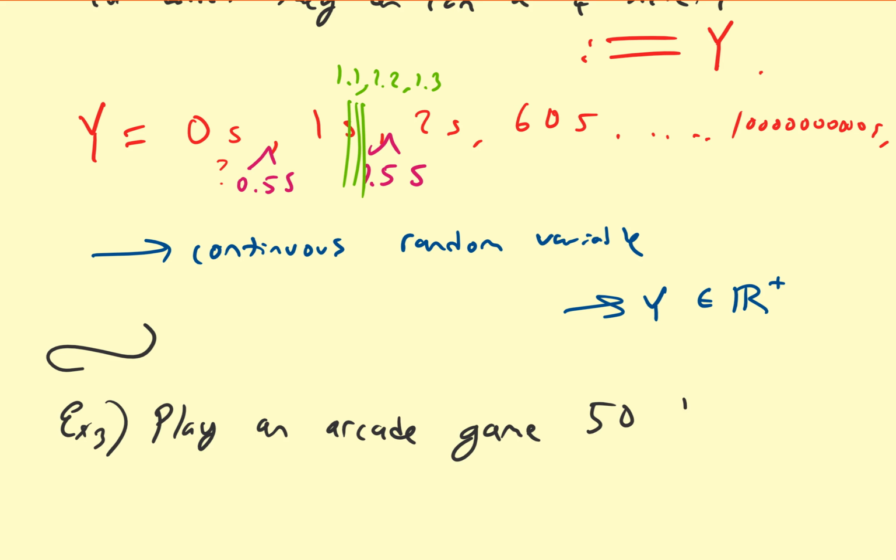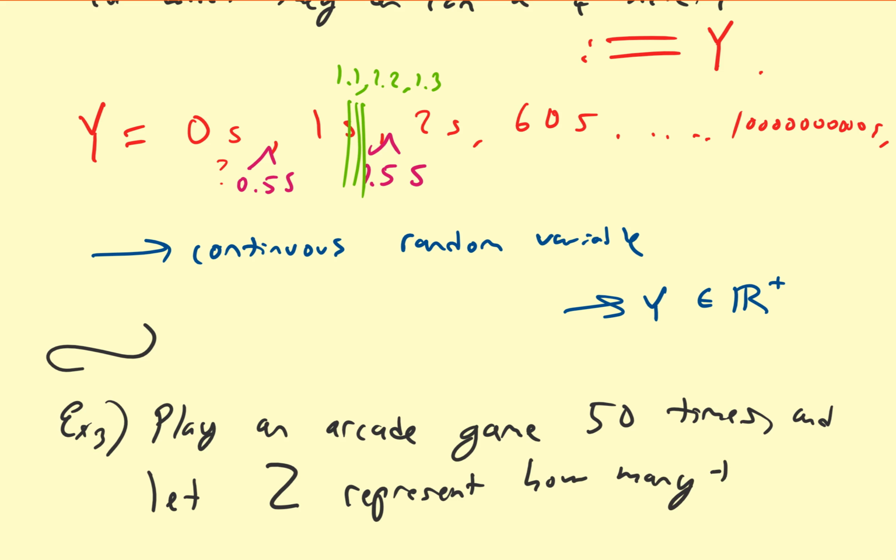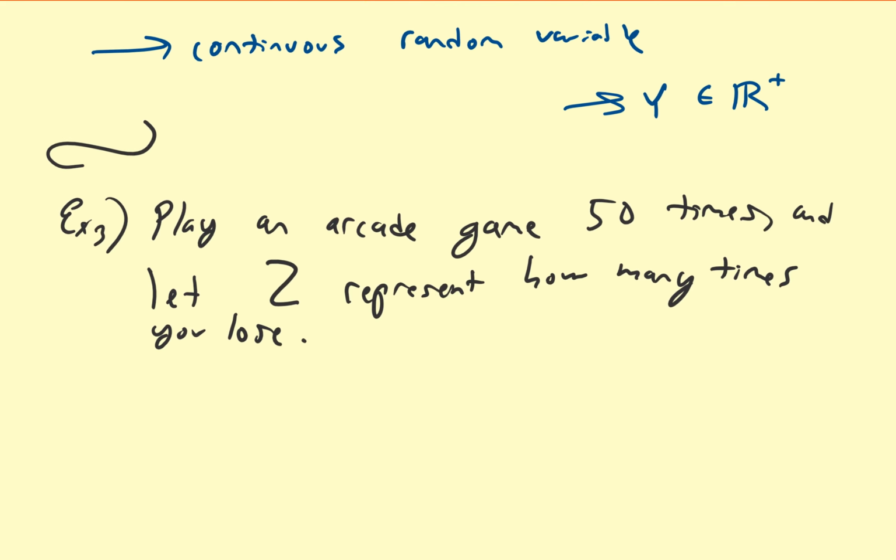$50 times, and let z represent the number of times, how many times you lose. It's a random variable from at least somebody's perspective because you do not know how many times you will win or lose.